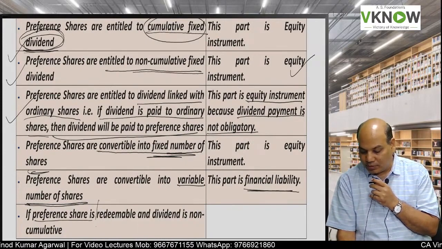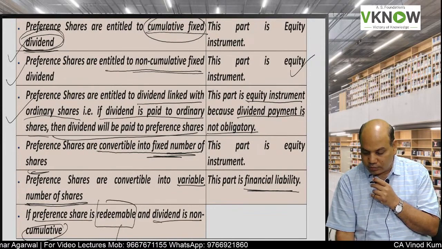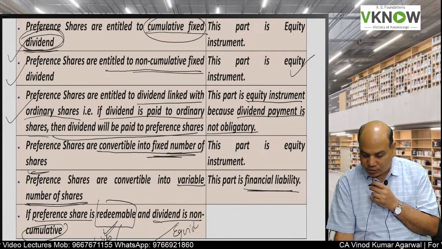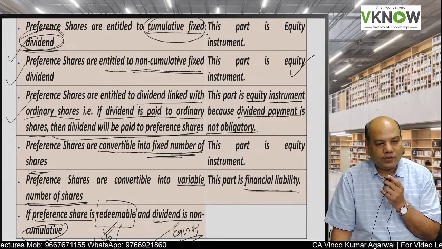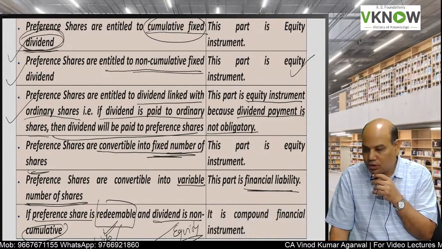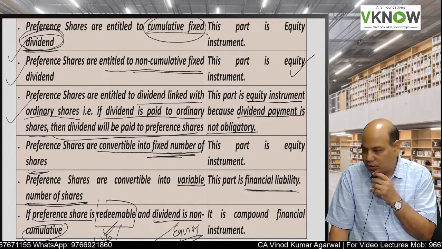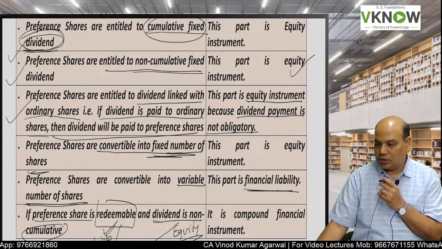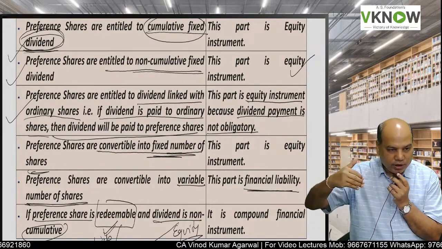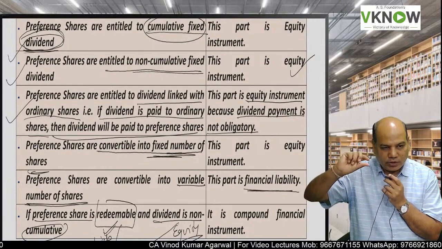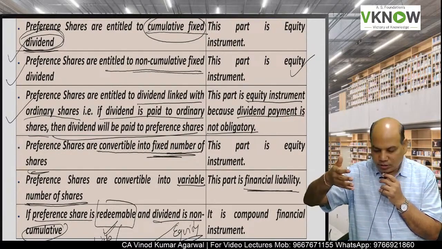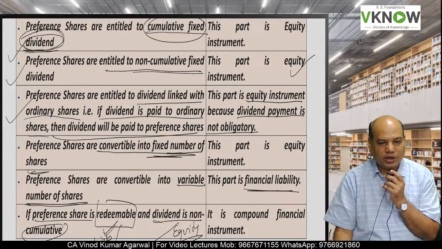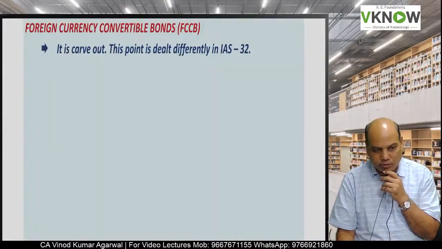If preference share is redeemable and dividend is non-cumulative, so this part is liability and this part is equity. So an instrument which has both the features of equity and liability is called a compound financial instrument. So if a preference share is redeemable and the dividend is non-cumulative, there are two elements. One is the redemption of the principal amount, which cannot be avoided, so liability, but dividend can be avoided, which is equity. Equity plus liability is called compound financial instrument.